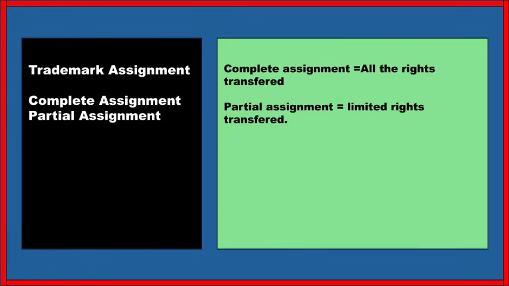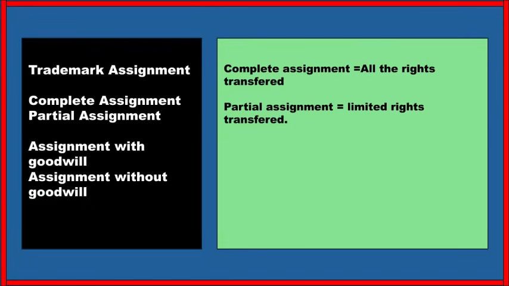Now, moving on to the next concept, that is complete assignment and partial assignment. Assignment can be complete or partial. In a complete assignment, all rights are transferred, including the right to further assign or license. Whereas in a partial assignment, the transfer may be limited to specific classes, specific goods or services, or specific territories. These limits must be clearly stated in the assignment deed. I hope you are understanding the concept till now.